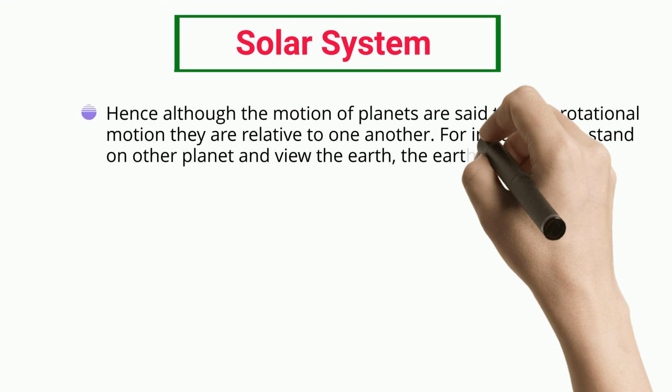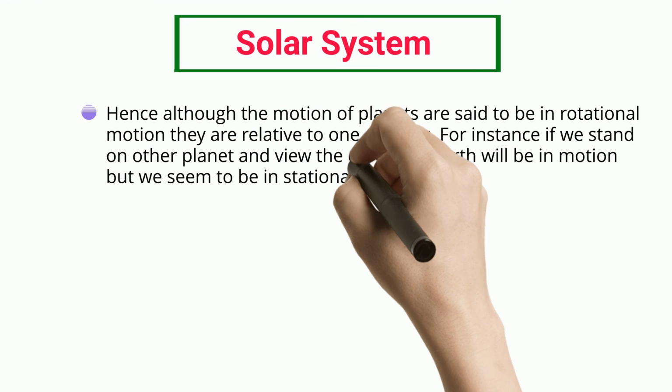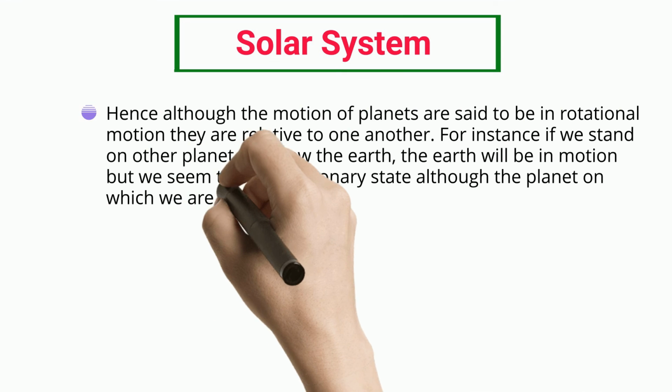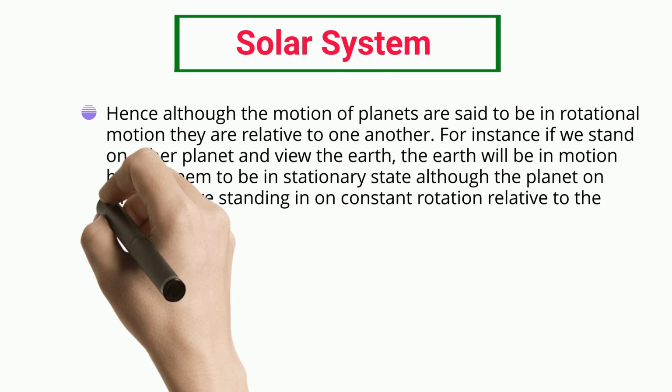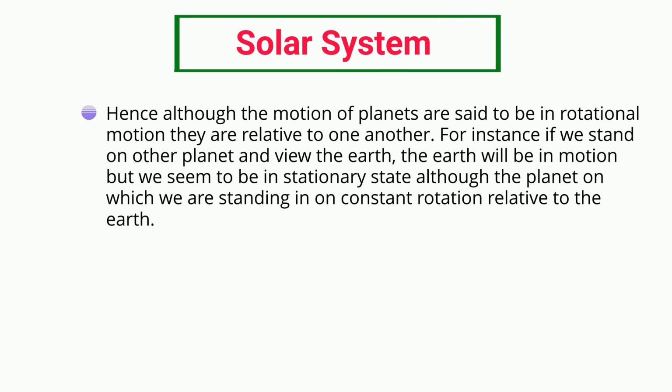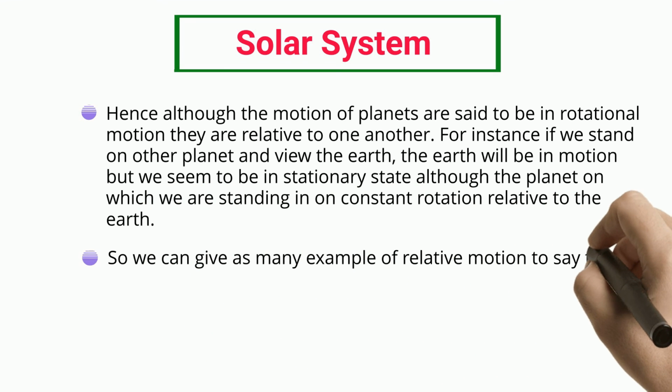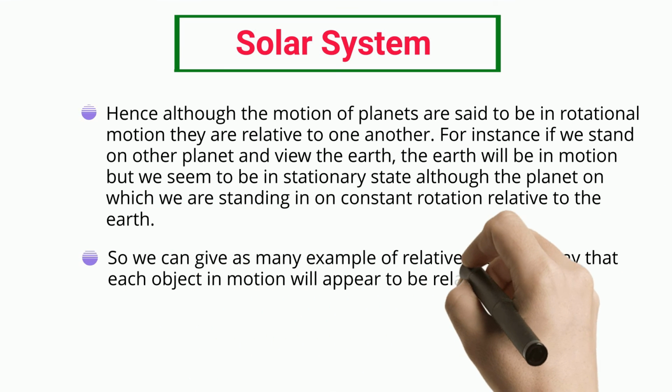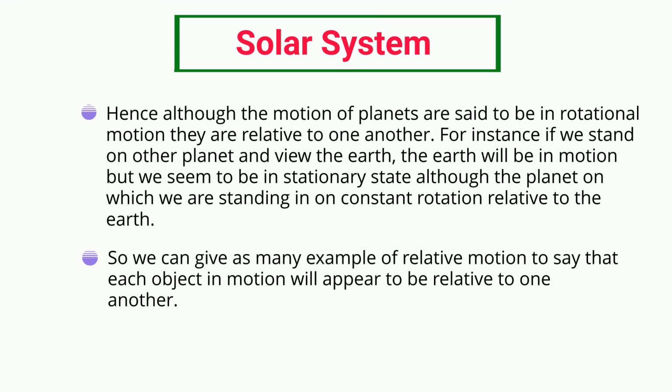For instance, if we stand on another planet and view the Earth, it will be in motion, but we seem to be in a stationary state, although the planet on which we are standing is in constant rotation relative to the Earth. So we can give as many examples of relative motion to say that each object in motion will appear to be relative to one another.